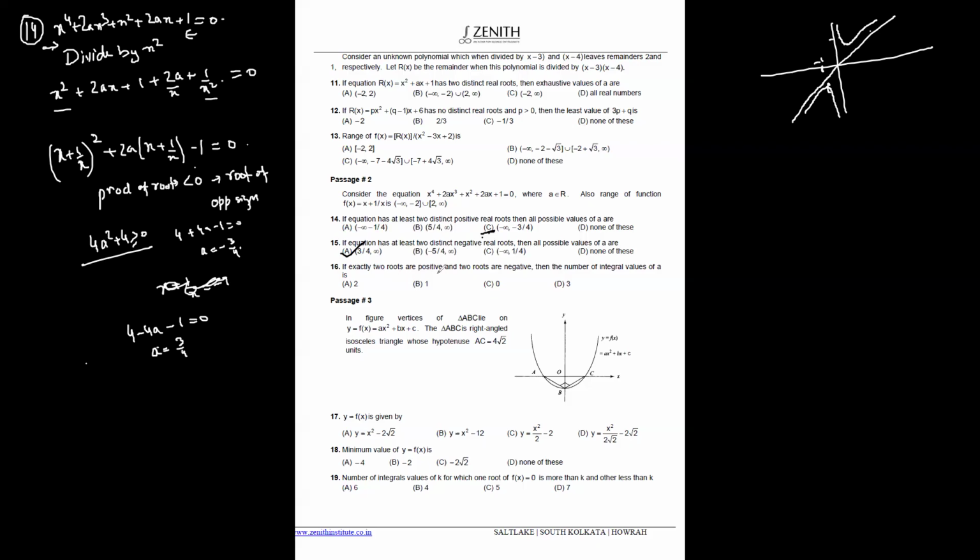Exactly two positive roots and two negative roots. Then the number of integral values of a is 0. This becomes 0, not possible.